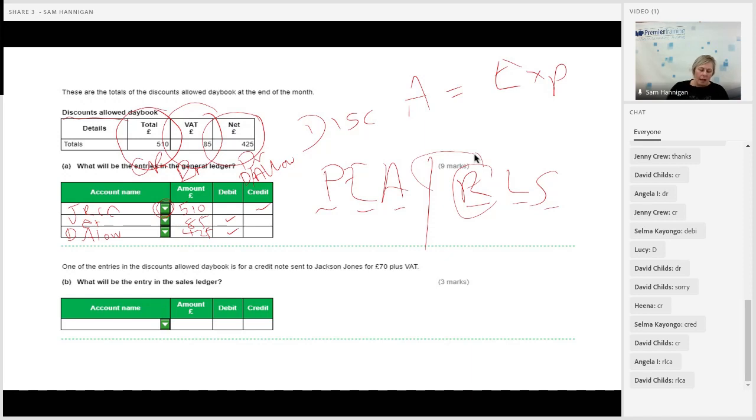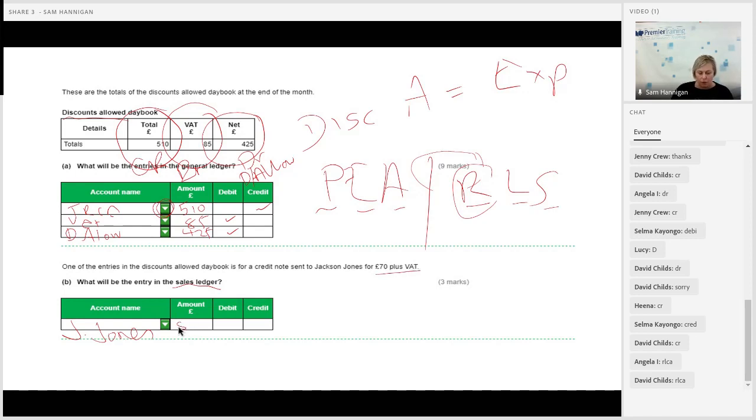Okay. Here it's saying sales ledger. That's because it's an old standard question. You might see it as sales ledger or memorandum ledger. But basically, remember that discounts allowed comes from sales, and it's sales that you've sold on credit. Okay, so you know that you've got to make sure that you're using your Jackson Jones as the account name because they're the customer. Okay, and the total amount plus VAT, it says 70 plus VAT, which I worked out at 84.